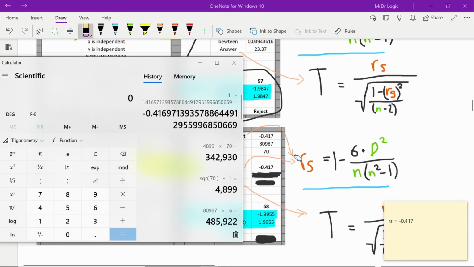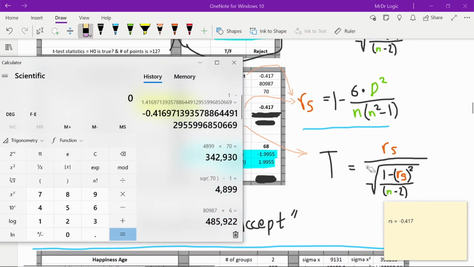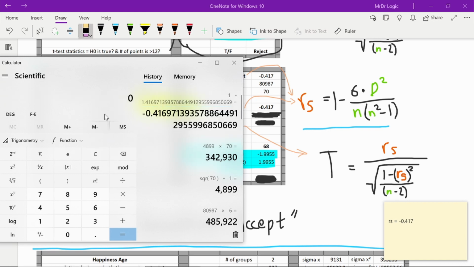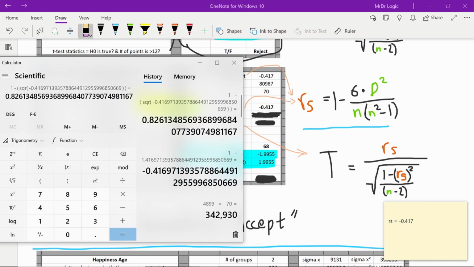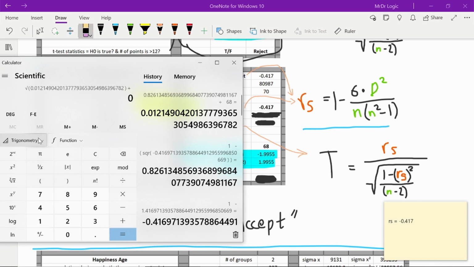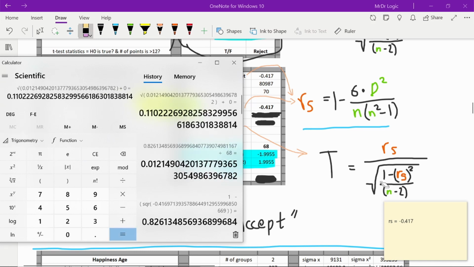Okay, so now we're going to do the in-between part, and we're going to confirm whether the in-between was right, and then it simply becomes that. So we're going to copy and paste to make sure it works. Okay, it works. So 1 minus bracket this squared. Enter, what do we get? Ooh, that's a juicy number. Then we're going to divide this by 68, because 70 minus 2. We get this, we're going to square root, add 0. That's our answer. And then we're going to divide RS by this.